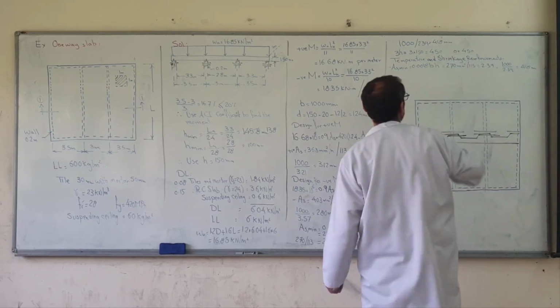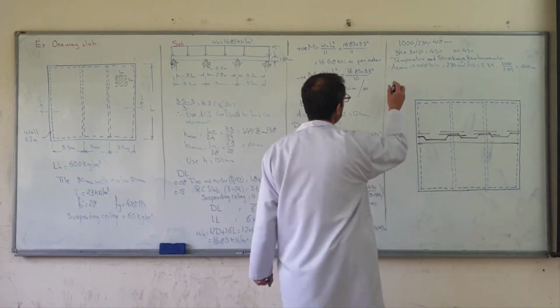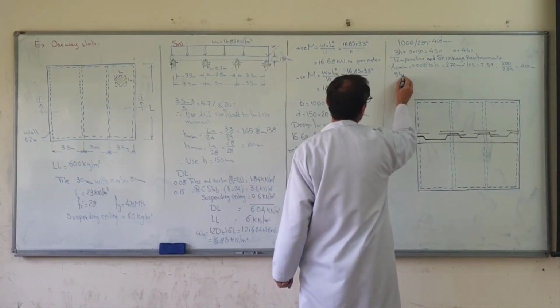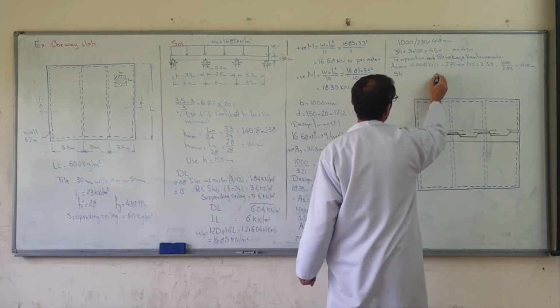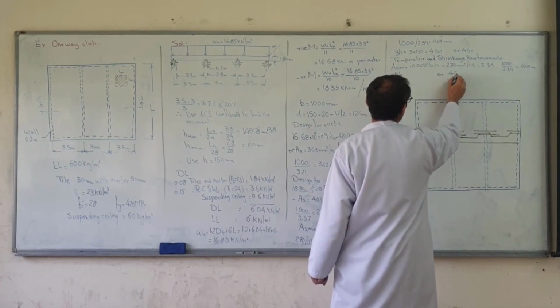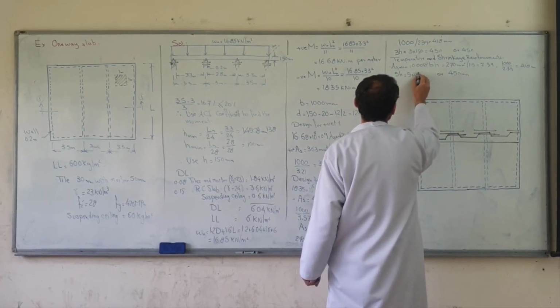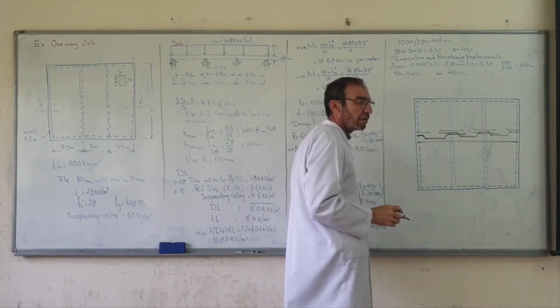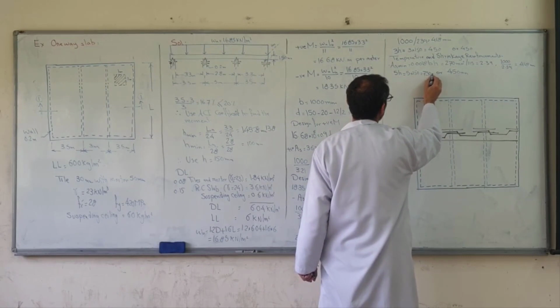It is the same here. Maximum spacing 5H in temperature and shrinkage, 5H or 450 millimeters. 5H, 5 times 150, is 750 millimeters.